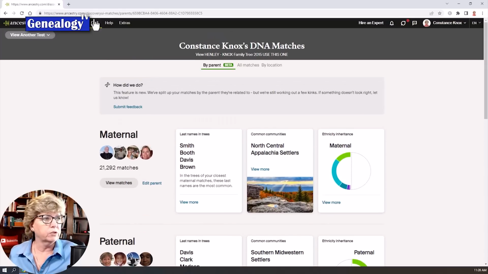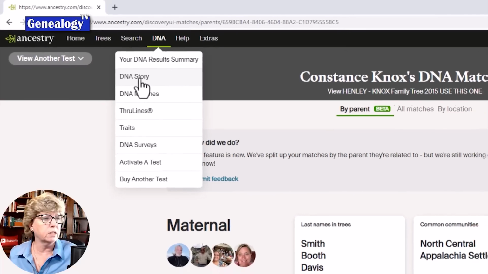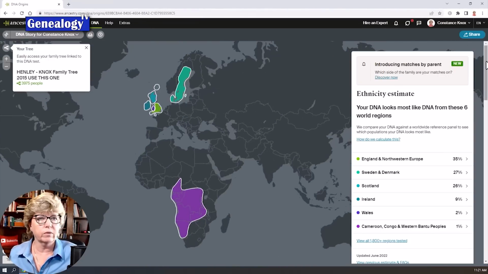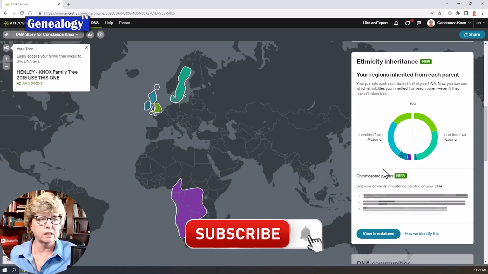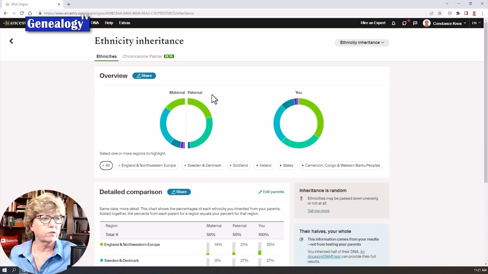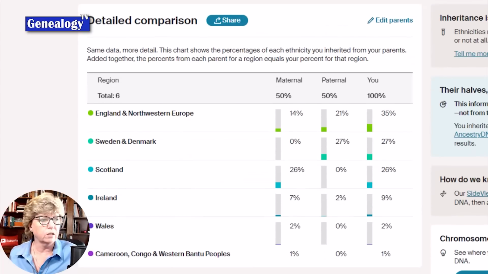Let me just recap that real quick. If you go to the DNA tab and then drop down to the DNA story, then on the right-hand side, you scroll down to where it says ethnicity inheritance. You can see one side from the other. For some of you, this might say parent 1 and parent 2, but because I had Danish ancestry on only my father's side, my grandmother was 100% Danish, I knew that this was my father's side. I was able to edit the parents and identify that as the paternal side. Super easy. You can also see the breakdown here.